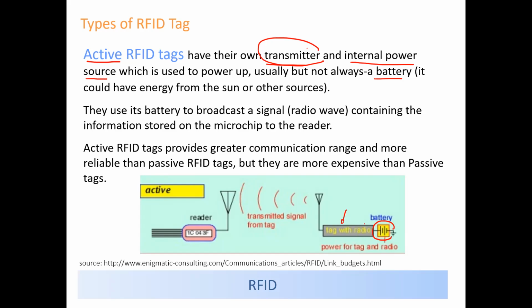You just put the ETC box, and inside the ETC box, we have active tags. It communicates quite far, right? But at least you have to have the internal power inside to feed the power for the transmitter.